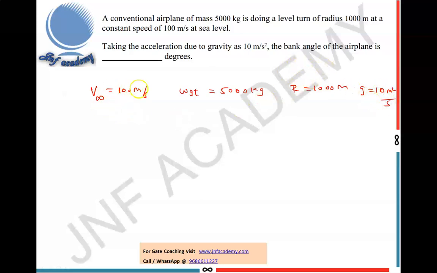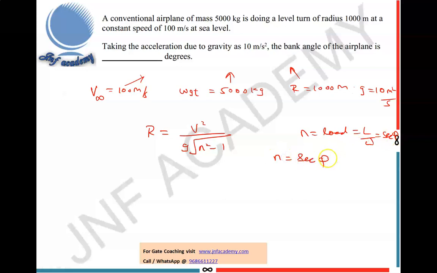The bank angle of the airplane to achieve this radius of turn of an aircraft which is having this much weight, which is taking a turn at a constant speed of 100 meter per second, what would be the bank angle of the aircraft? So the relationship between the radius of turn, which is R, is equal to V square divided by G into root of n square minus 1, where n is nothing but your load factor. Load factor, which is equal to L by W. In a turn, your L by W is nothing but sec phi, where phi is the bank angle. So n is equal to sec phi, secant of phi, where phi is your bank angle. That is what is asked in the question. So now let's figure out n.